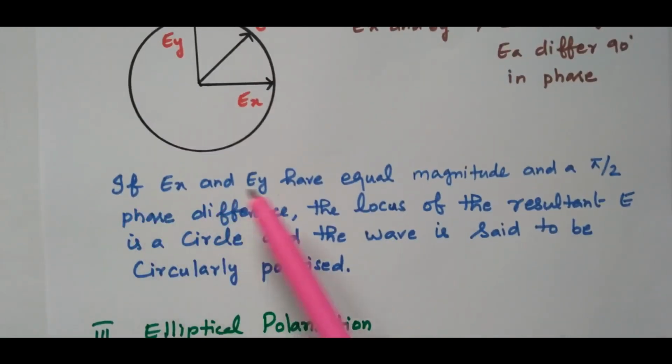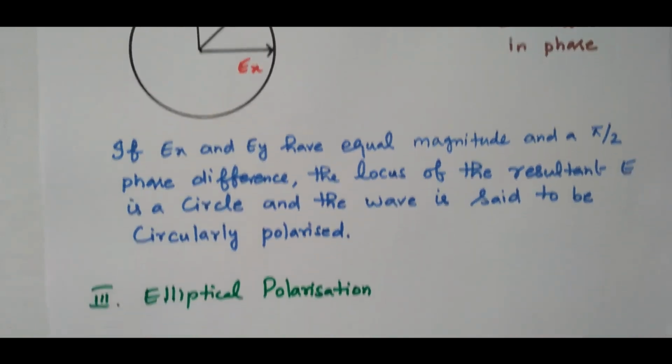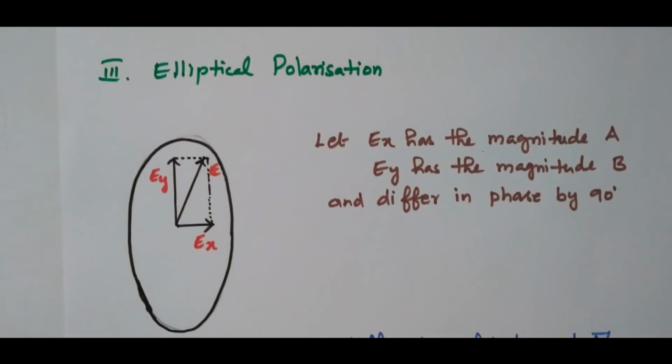If Ex and Ey have the equal magnitude and a phase difference of pi by 2, then the locus of resultant electric field wave is a circle. Then the wave is said to be circularly polarized. Right? Ex and Ey available, both having same magnitude and differ by 90-degree. Then the locus will be circle. The waveform is said to be circularly polarized. We'll see the one special case in this, the next type, elliptical polarization.